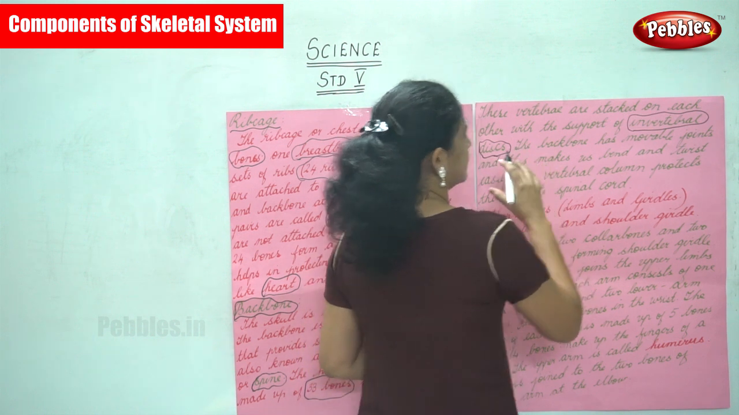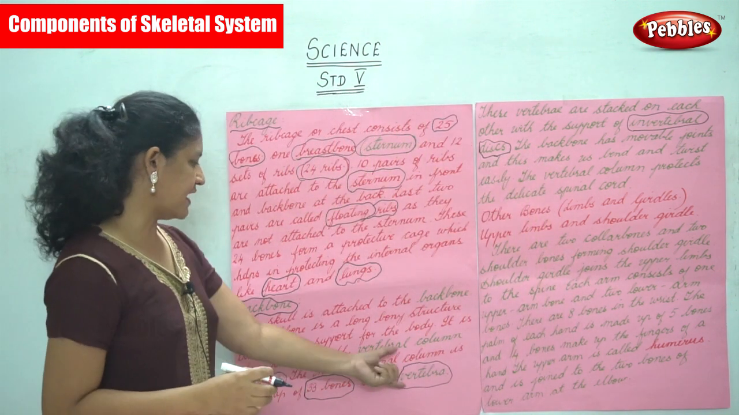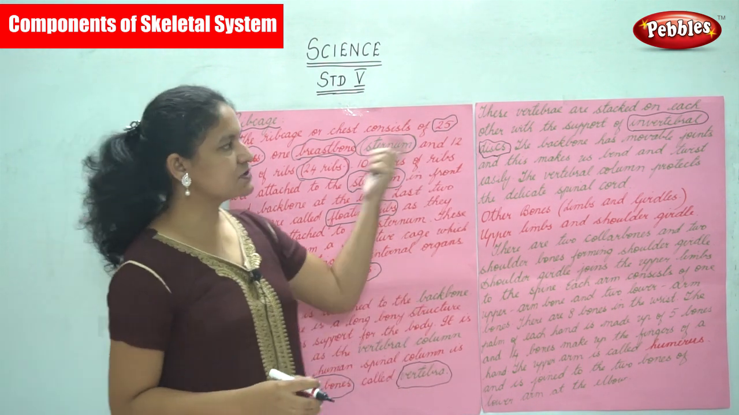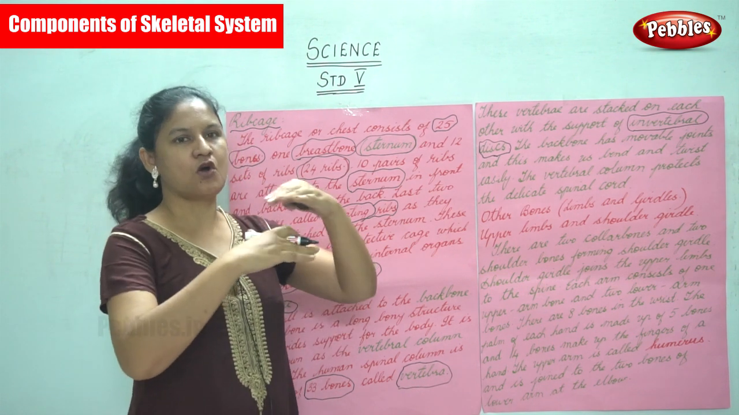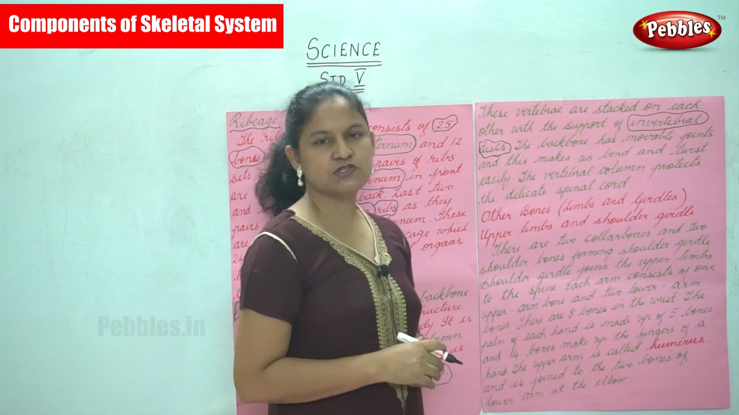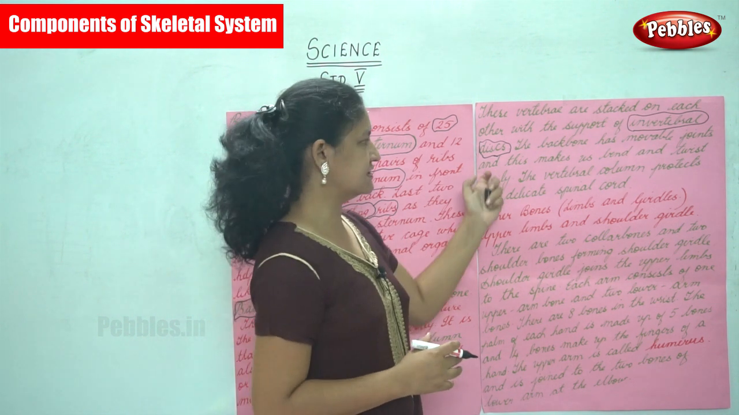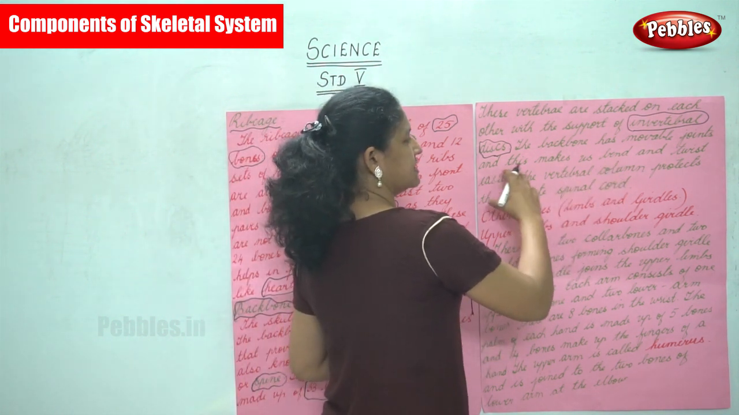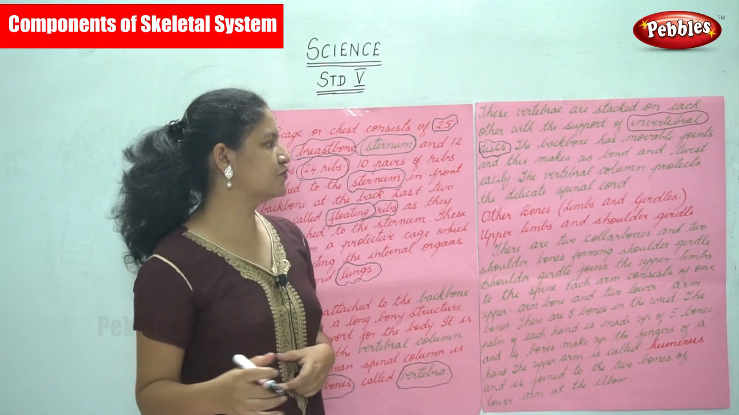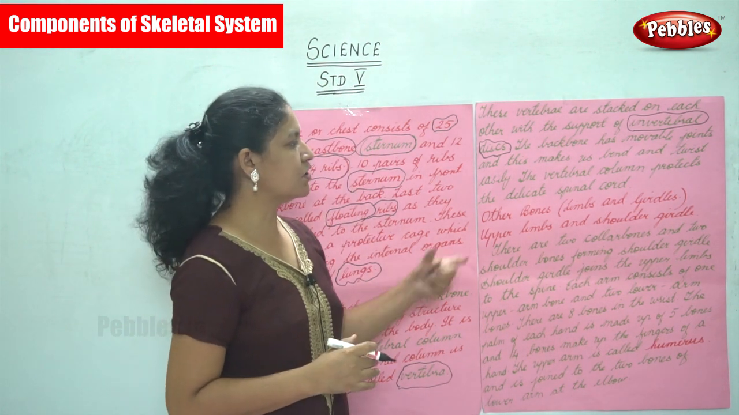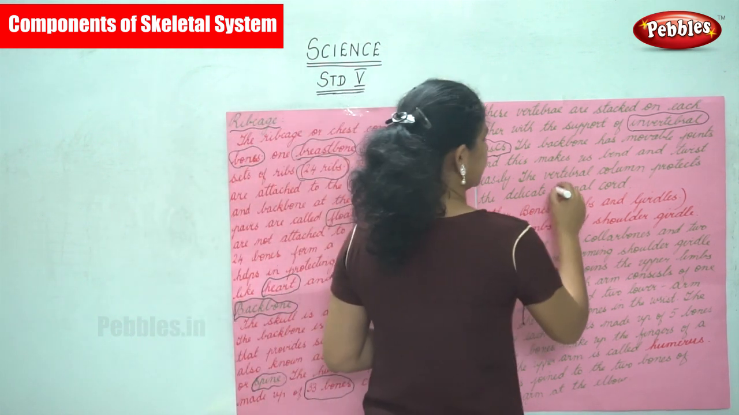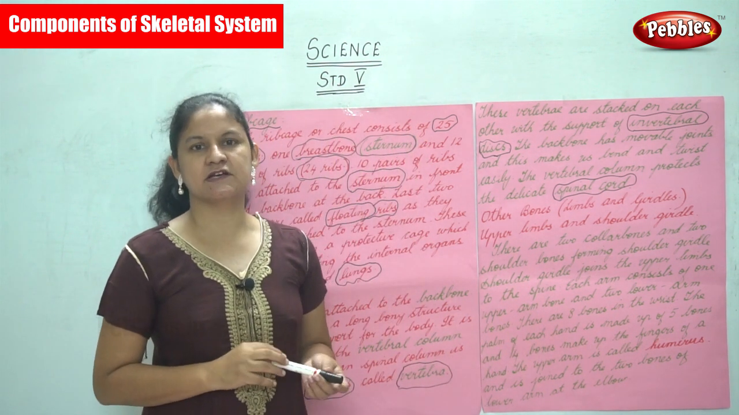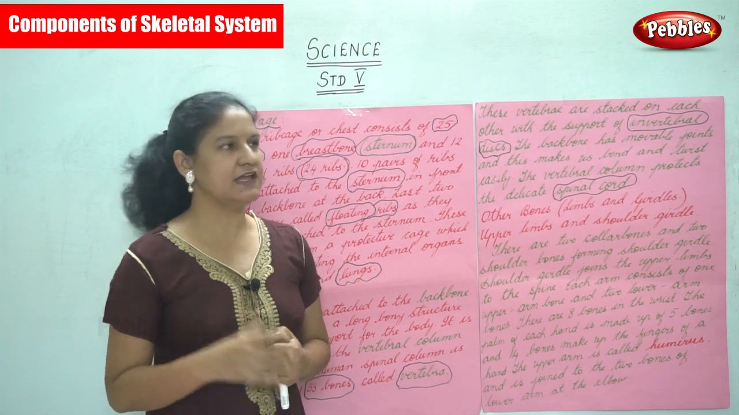So we see that the human spinal column is made up of 33 bones, which are called the vertebra, and these vertebra are stacked one on each other with the support of the intervertebral disc. The backbone has movable joints, and this makes us bend and twist easily. The vertebral column protects the delicate spinal cord. So the purpose of the vertebral column is to protect the spinal cord, which is very delicate.